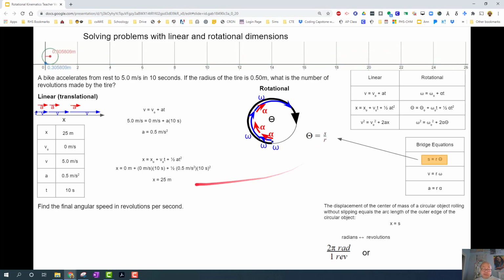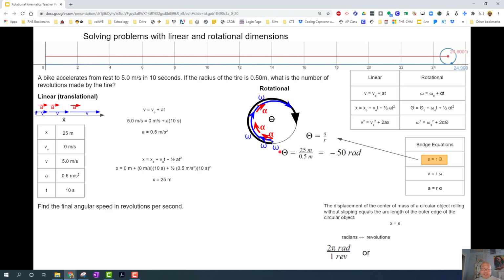If we want to convert this displacement of the center of mass, which we calculated to be 25 meters, we're going to need to use our bridge equation that shows that theta, if we want to find that value in radians, we take the 25 meters that the center of mass traveled and divide it by the radius to get negative 50 radians. So in other words, it spun around negative 50 radians of angle.